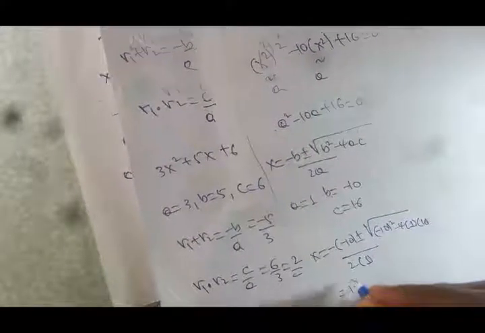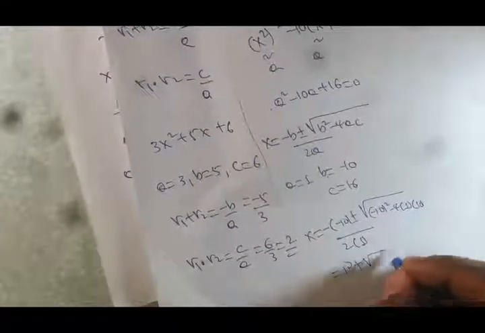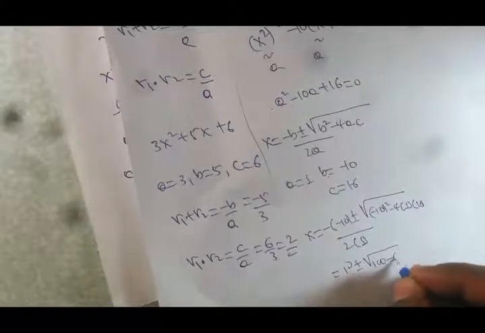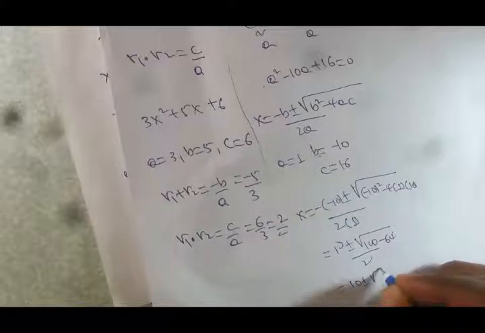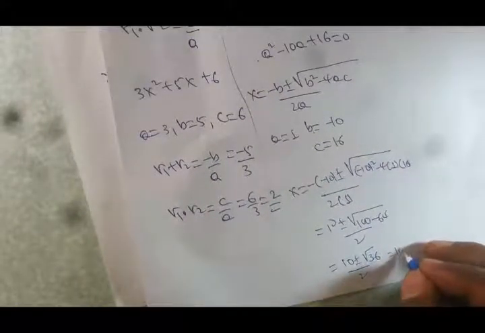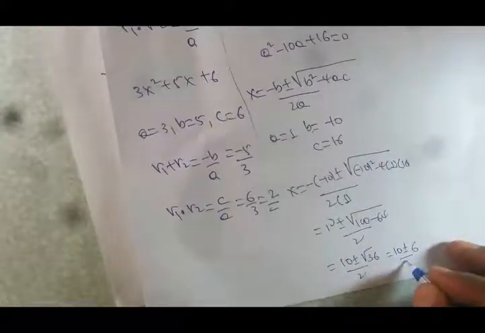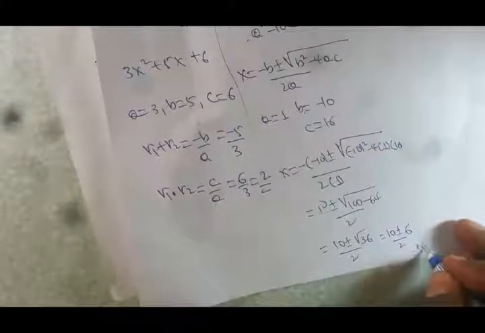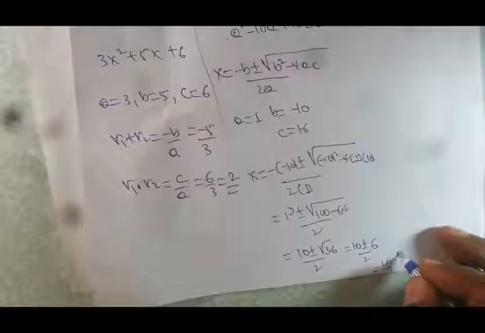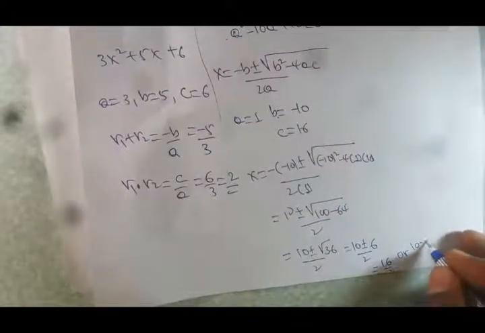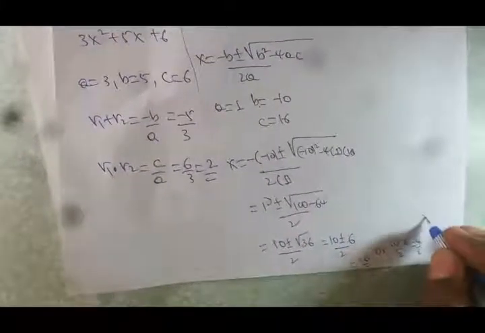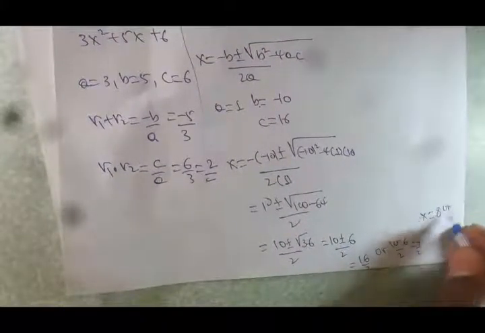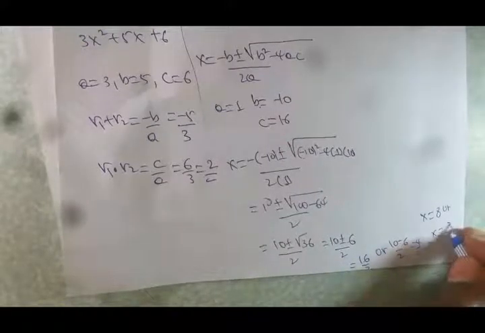This is equals to 10 plus or minus square root of 100 minus 64 over 2. This is equivalent to 10 plus or minus square root of 36 over 2. This is equals to 10 plus or minus 6 over 2. This is equals to 16 over 2, or 10 minus 6 over 2 is equals to 4 over 2. This is equals to x either 8 or x either 2.